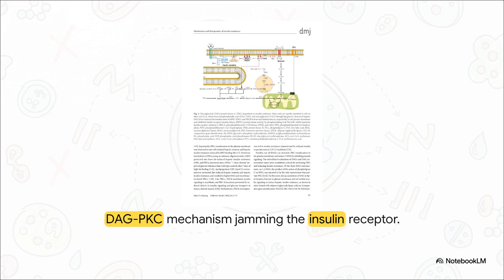When fat gets crammed into the liver and muscle, it forms a very specific lipid intermediate called DAG, or diacylglycerol. Think of DAG as our mastermind. DAG activates a family of proteins called PKC, specifically novel PKC epsilon in the liver and PKC theta in the muscle. And this PKC protein, it physically alters the insulin receptor. It literally jams the lock from the inside. So even when insulin binds to the outside of the cell perfectly, the door just won't open.